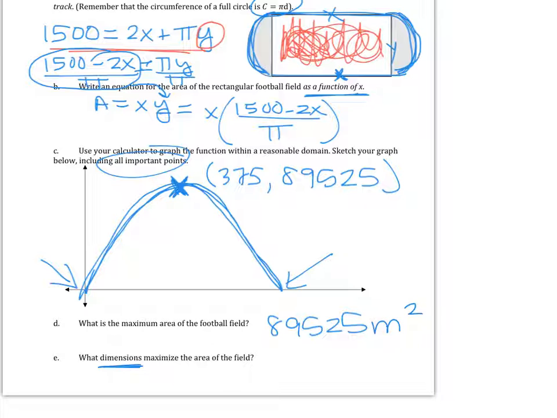The x that your calculator gives you, that 375, is the same as the x on our rectangle. But keep in mind that the y on our calculator is the maximum area. That's different than the y that's in our problem.